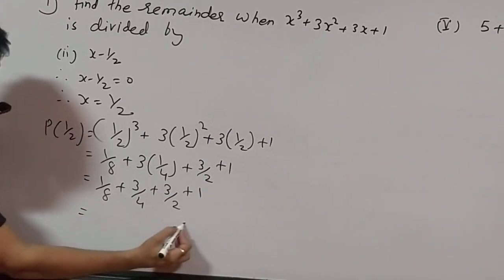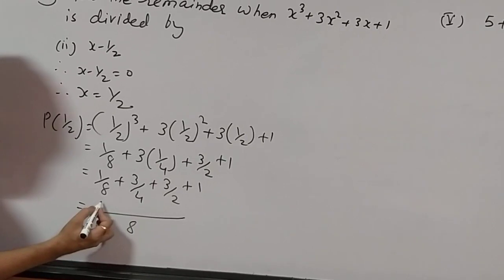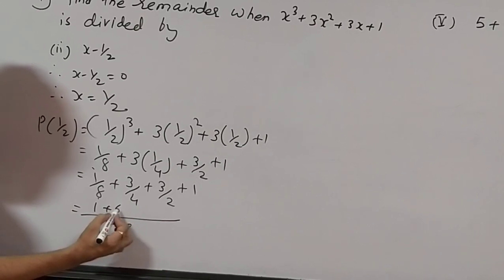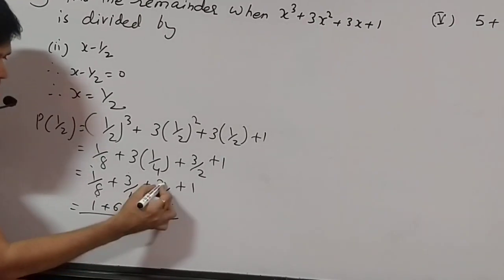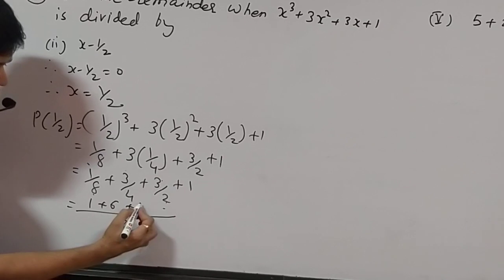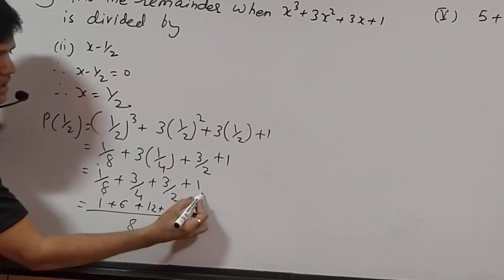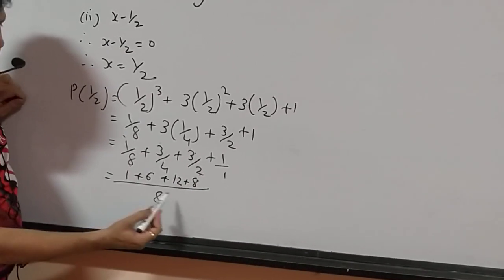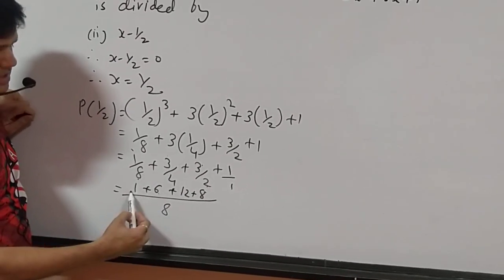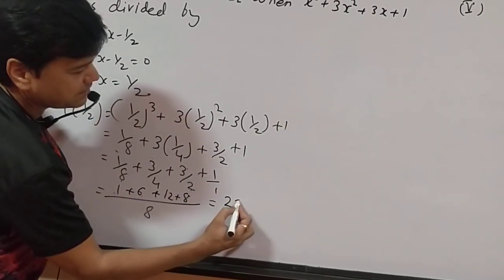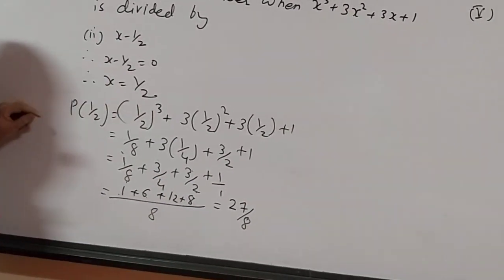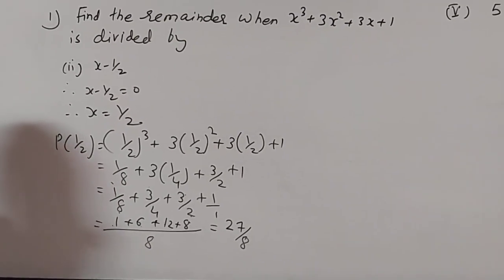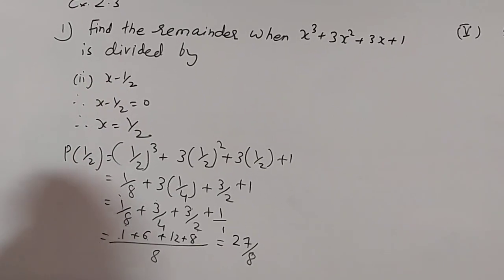Take the LCM, which is 8. 8 ones are 8, so multiply by 1. 4 twos are 8, so multiply by 2; 3 twos are 6. 2 fours are 8, so multiply by 4; 3 fours are 12. Here nothing is there, meaning 1 is there, so multiply by 8. Add all of them: 12 plus 8, 20 plus 6, 26 plus 1, 27 by 8. So p of 1 by 2 is 27 by 8. Means when divided by x minus 1 by 2, the remainder is 27 by 8.